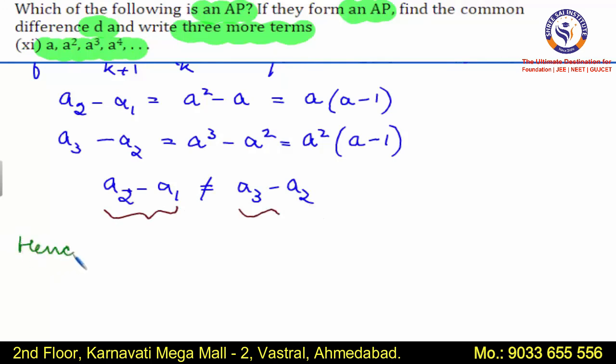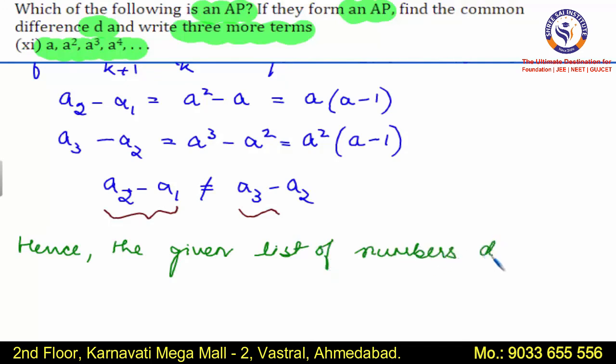Hence, the given list of numbers do not form an AP. This completes the solution.